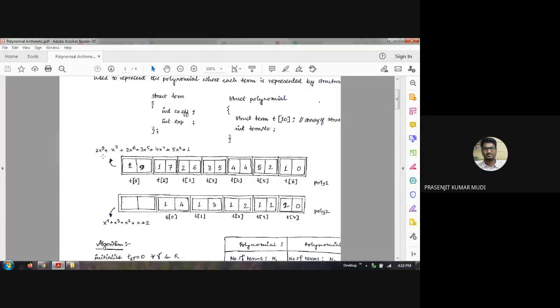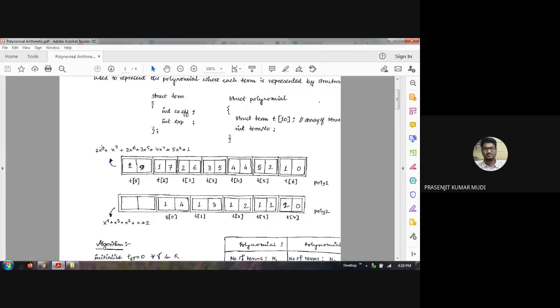The first term of polynomial 1 is 2 x to the power 9, and the first term of the second polynomial is x to the power 4. So you compare the power of the first term, that is 9, with the power in the first term of the second polynomial. If this power is more than that, then this term will be straightforwardly the first term of the resultant polynomial. If this power is less than the power of that term, then that term will be the finalized first term of the resultant polynomial.